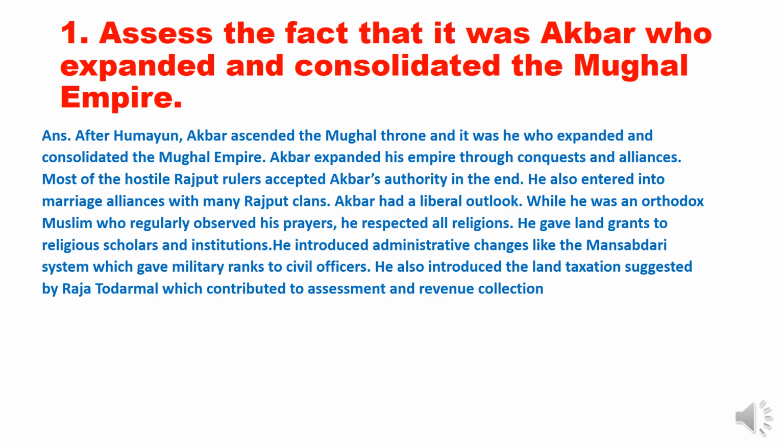Answer, after Humayun, Akbar ascended the Mughal throne and it was he who expanded and consolidated the Mughal Empire. Akbar expanded his empire through conquests and alliances. Most of the hostile Rajput rulers accepted Akbar's authority in the end. He also entered into marriage alliances with many Rajput clans. Akbar had a liberal outlook. While he was an orthodox Muslim who regularly observed his prayers, he respected all religions. He gave land grants to religious scholars and institutions. He introduced administrative changes like the Mansabdari system, which gave military ranks to civil officers. He also introduced the land taxation suggested by Raja Todarmal, which contributed to assessment and revenue collection.